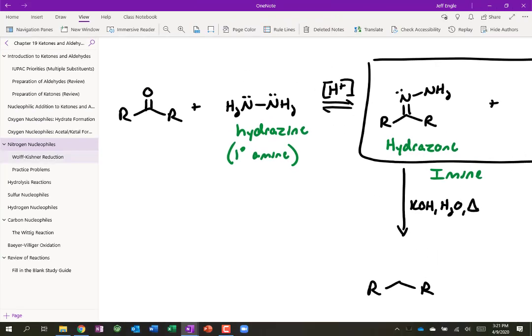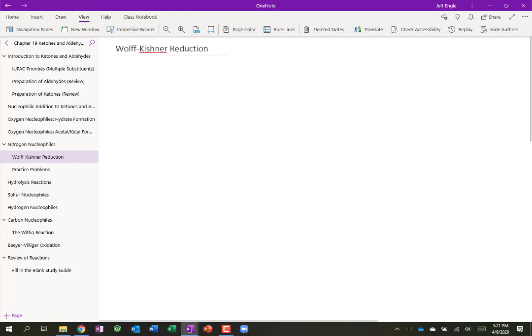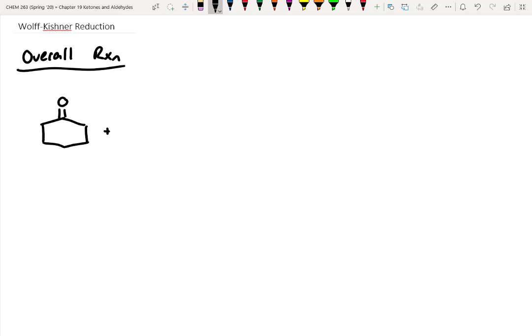This reaction is called the Wolff-Kishner reduction. All right, so the Wolff-Kishner reduction is named after the chemists that investigated this. And I'm going to make my page a little bit bigger. And the mechanism's kind of interesting, but let's first look at the overall reaction. And in the overall reaction, you can have a ketone or an aldehyde. You can react it with hydrazine.